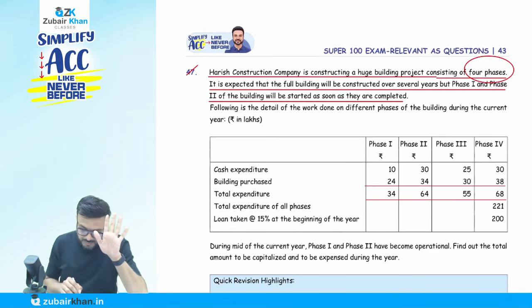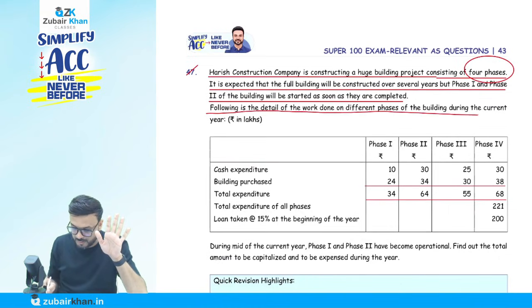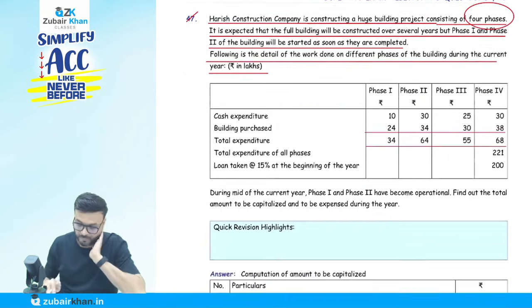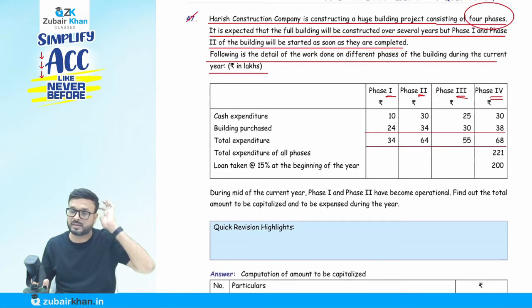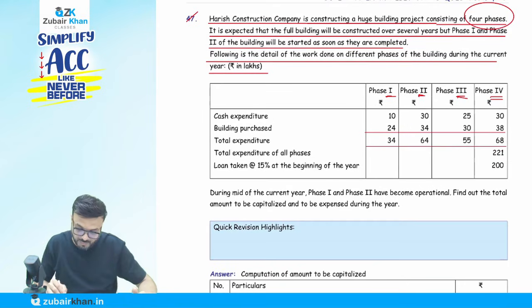Okay. Following is the detail of the work done on different phases of the building during the current year, rupees in lakhs. So phase 1, phase 2, phase 3 and phase 4. They say the expenses that we incur, the cash expenditure here, rupees in lakhs: 10 lakhs, 30 lakhs, 25 lakhs, 30 lakhs. Then they purchase the building: 24, 34, 30 and 30. The total expenditure that we have done: 10 plus 24, 34; 30 plus 34, 64; 25 plus 30, 55; 30 plus 30, that is coming 60. These are the total expenses that they have incurred on these 4 phases.